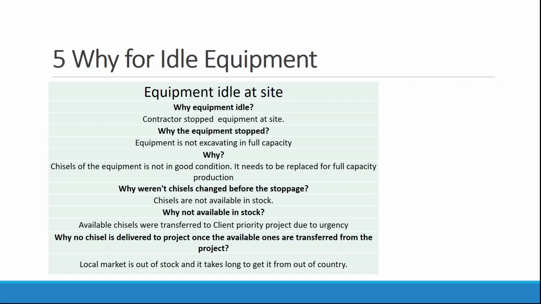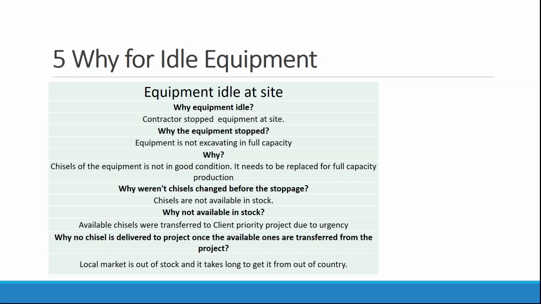The next why. Why did the contractor stop the equipment? Because the equipment is not able to excavate in full capacity. So one more level. Why is that so? Chisels of the equipment are not in good condition. The chisels should be replaced with new ones for full capacity production.